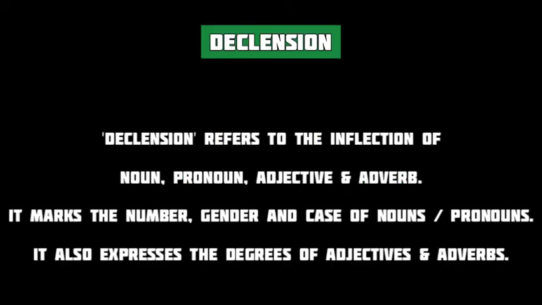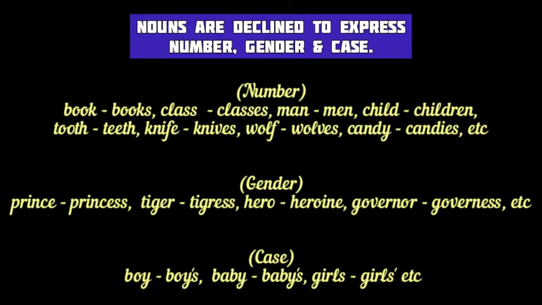Up next, we have declension in English grammar. You see, the term declension covers the inflections of noun, pronoun, adjective and adverb. The declension of nouns and pronouns express their number, gender and case, while the declension of adjectives and adverbs marks their degrees of comparison. But first up, the declension of nouns.